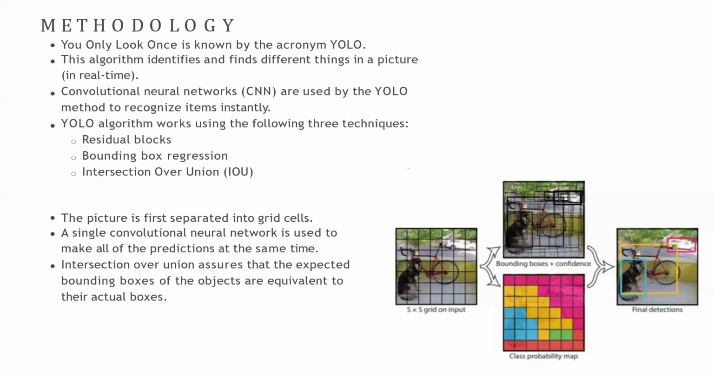The YOLO algorithm is based on 3 steps: residual blocks, bounding box regression, and IOU. The YOLO algorithm divides the image into grids and performs object detection. Later, it defines the bounding box around the object. The bounding boxes are later matched with the annotated bounding box around the object, and the IOU factor is calculated. The intersection over union assures that the expected bounding boxes of the objects are equivalent to the actual boxes, and later the classification is done.